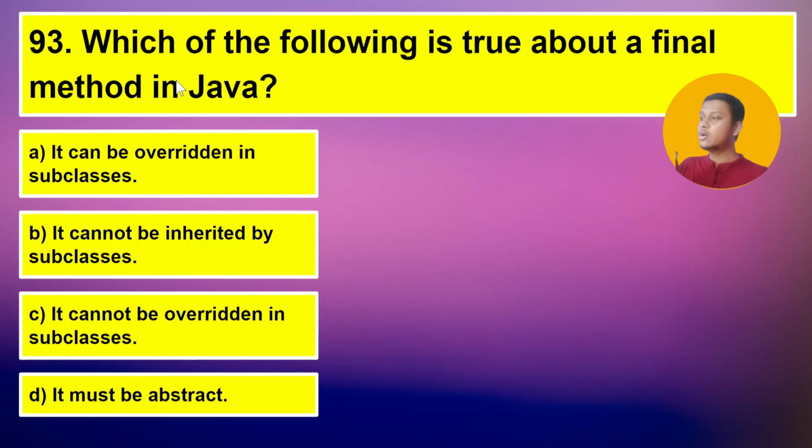Our next question is, which of the following is true about a final method in Java? Option A, it can be overridden in any subclasses. Option B, it cannot be inherited by subclasses. Option C, it cannot be overridden in any subclasses. Option D, it must be abstract. So here the correct answer is option C.